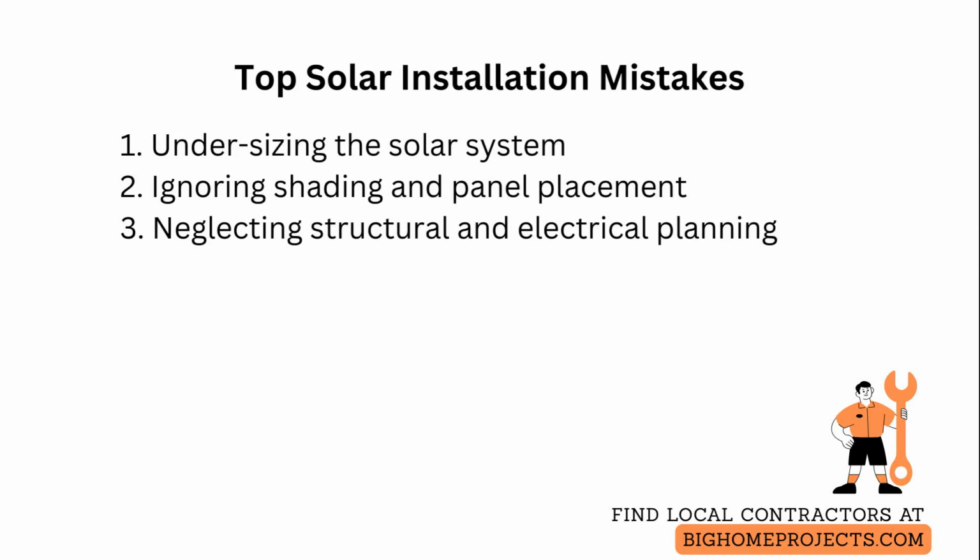Three common mistakes are, first, undersizing the system, which leaves homeowners dependent on the grid, so recalculate realistic loads and oversize modestly for foreseeable appliance additions or electric vehicle charging. Second, ignoring shading or poor panel placement, which reduces output, so perform a horizon and object shading check and prefer string layouts with module-level electronics when shading cannot be avoided.